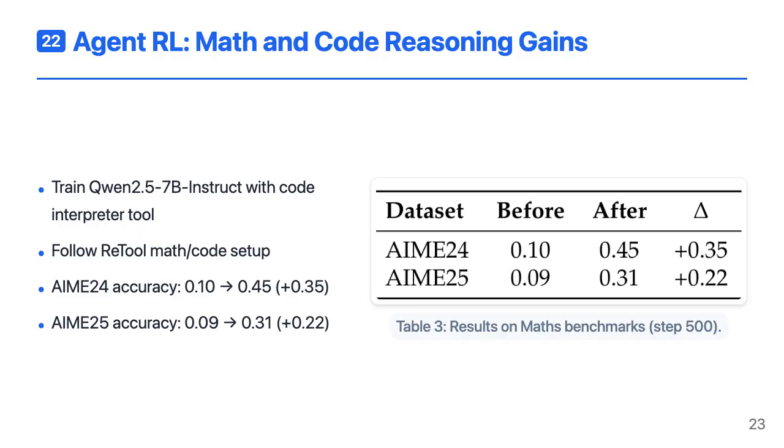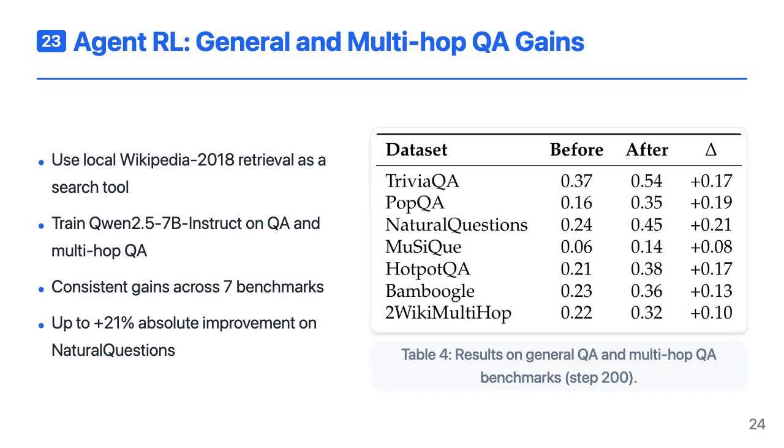These are large absolute gains, showing that the RL pipeline can significantly upgrade a mid-sized open-source model's reasoning ability when combined with tool use. They also evaluate RL on information-seeking tasks, using a local Wikipedia 2018 retrieval service as a tool. Training Qwen 2.5 7B Instruct with this setup yields consistent improvements across TriviaQA, PopQA, Natural Questions, MuSiQue, HotpotQA, Bamboogle, and 2Wiki Multihop.